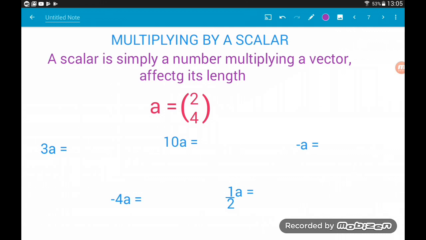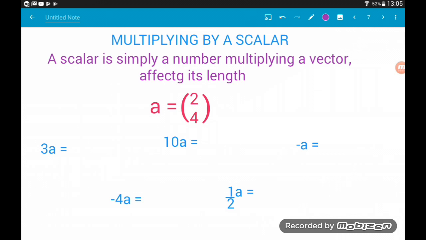So for example, if we were to multiply a vector by 2, we're doubling both parts of its vector, so the length of the vector itself would double. If we multiply a vector by 1/2, then we are halving the length of the vector. So let's have a look at some of these here then.